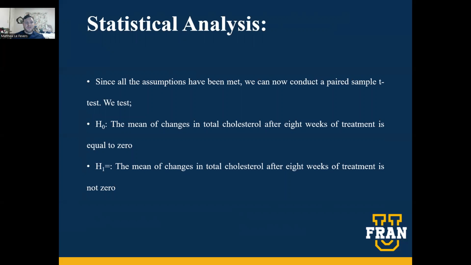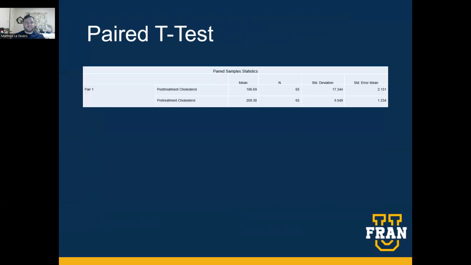Statistical analysis. Since all assumptions have been met, we can now conduct a paired sample t-test. We test the null hypothesis that the mean of changes in total cholesterol after 8 weeks of treatment is equal to 0, or the alternative that the mean of changes in total cholesterol after 8 weeks of treatment is not 0. Here below is our paired t-test.